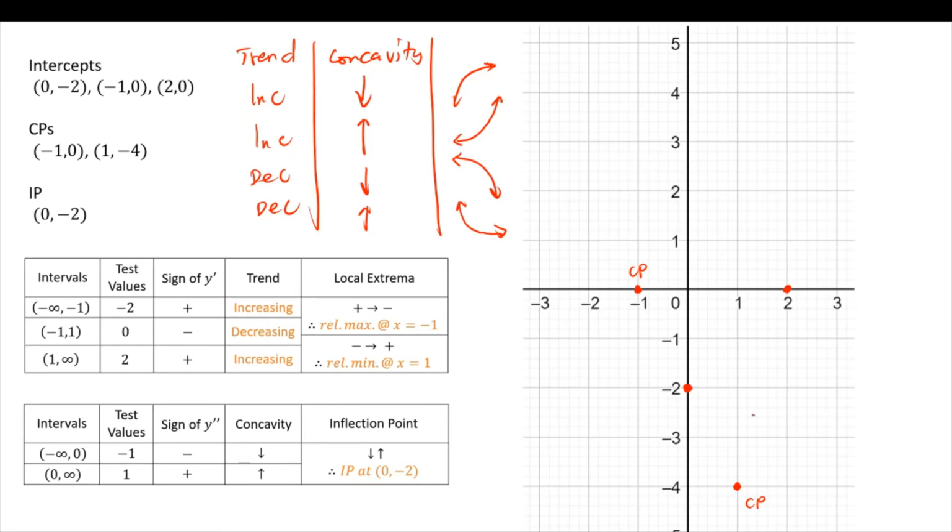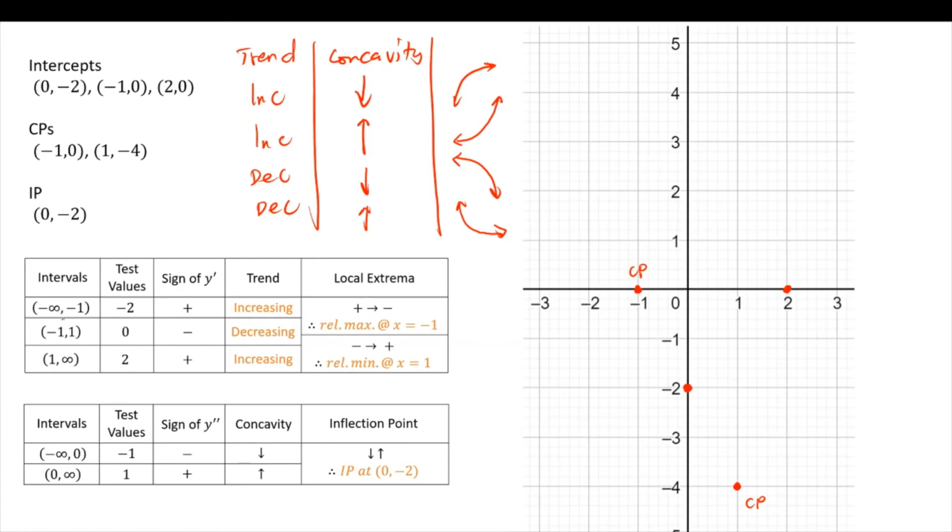Okay. So if we go back to the sign chart of the first derivative test, we determined that at x equal to -1, we have a relative maximum. So this is the highest point in this interval. And then at x equal to +1, this point is a relative minimum. So this is the lowest point in this interval. Okay. So let's start connecting the points. Let's do this one interval at a time.